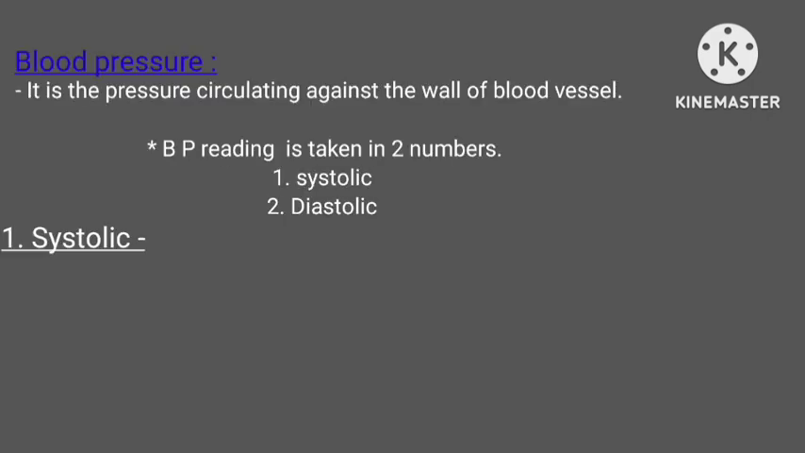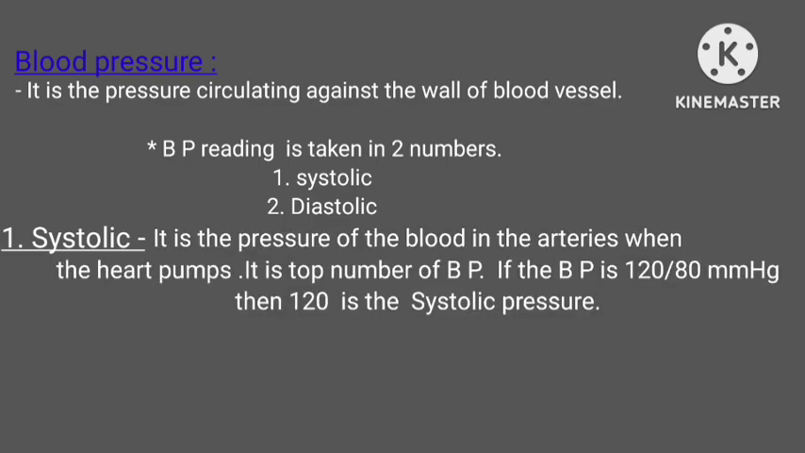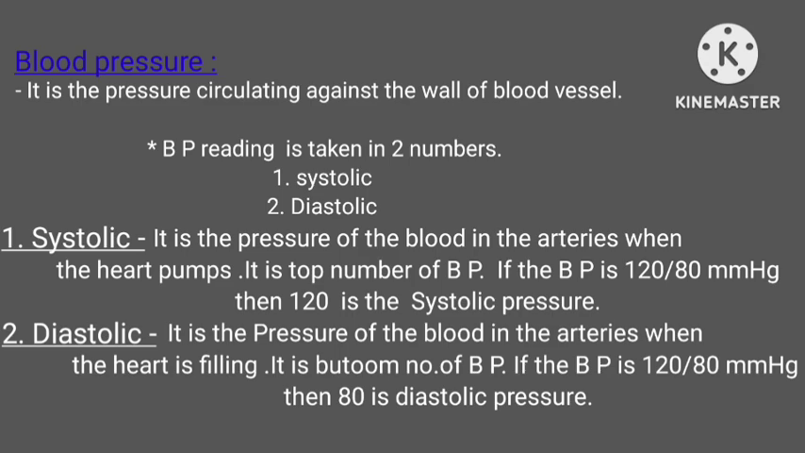Today our topic is blood pressure. Let's start. First, the definition of blood pressure. Blood pressure क्या है? It is the pressure of circulating blood against the wall of the blood vessel. Then the blood pressure reading is taken in two numbers: first systolic and second diastolic.